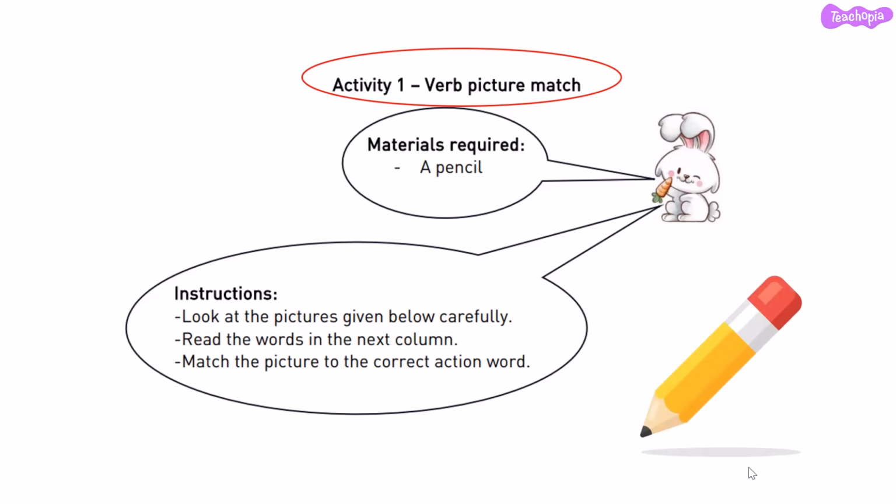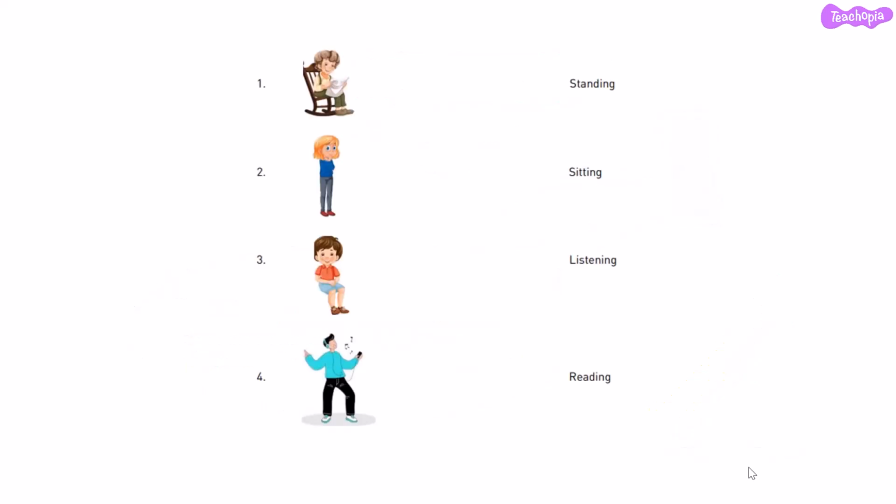Here, we will look at pictures given carefully, read the words in the first column and match them with the words in the second column. As you can see, on the column on the left, we have pictures of actions, and on the column on the right, we have words for these actions. Prompt learners to match the pictures to their corresponding action word. You can give them examples to help them do this.